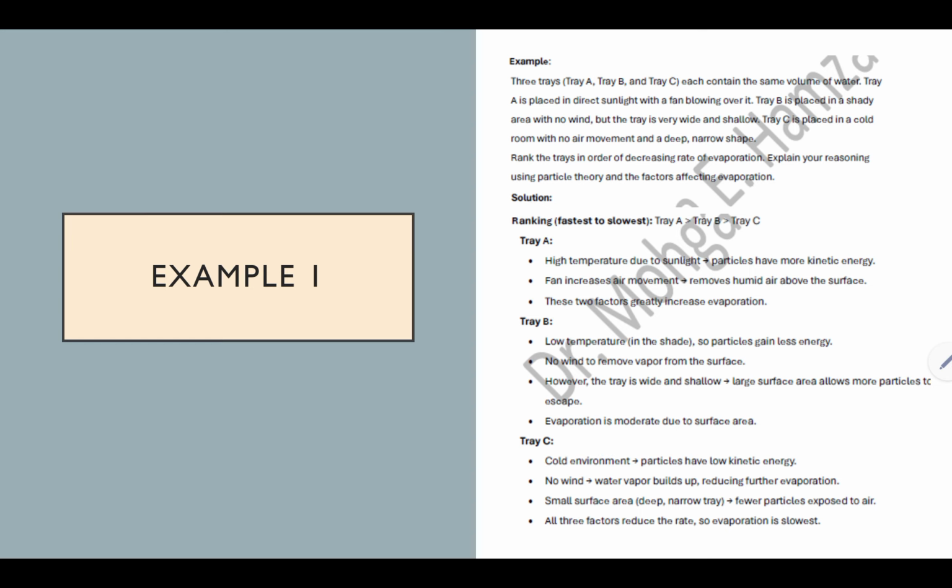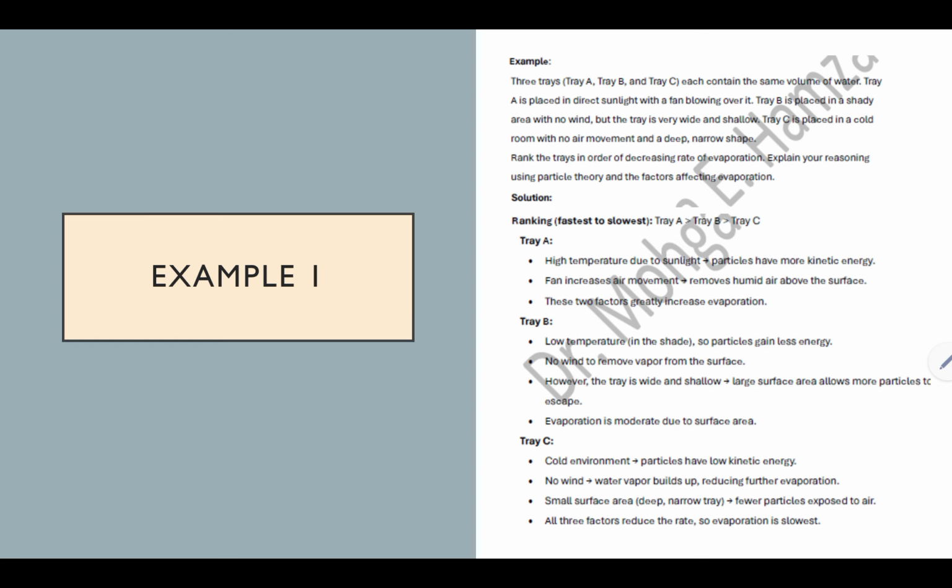Here's an example. 3 trays A, B, and C contain the same volume of water. Tray A is in direct sunlight, B is in the shade, and C is in a cold room. Rank them in order of decreasing rate of evaporation with reasoning. A will have the high temperature due to sunlight, causing particles to have more kinetic energy. There's a fan which increases air movement, so it removes humid air above the surface. So those are very good factors for increasing evaporation, so tray A will be the fastest.